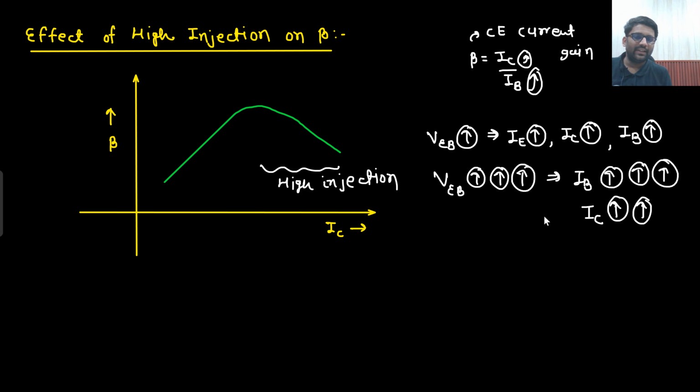I hope this graph is clear to you. Beta versus IC. If I increase VEB, IC, IE, IB, everything would increase, but initially IC would increase very drastically. That's why beta would increase. But after some time, because of high level injection, IC will not increase very drastically, but IB will start increasing very drastically because of higher recombination. Then beta would eventually come down. Okay, this is the beta versus IC plot.